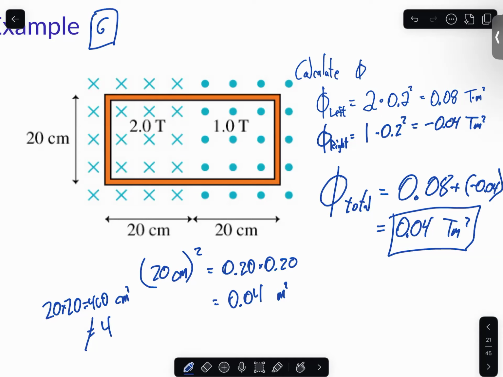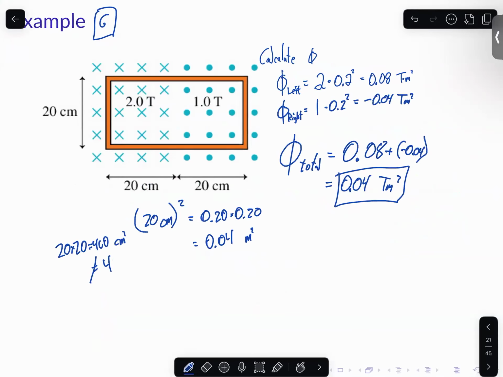Actually, only a couple people made that mistake. The other part, so far so good? Do you want one more about finding flux? No? Move on? Okay. Yesterday's class. Now let's hit Lenz's law.